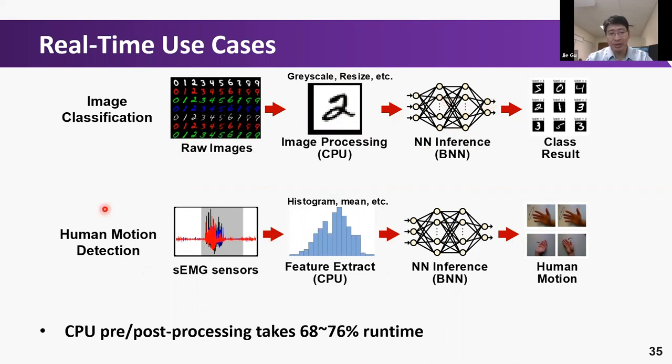We also demonstrate this using the rehab application that I presented earlier, for people who have lost their limb, where we have to classify their EMG signal. So we have an EMG sensor, and then we do the feature extraction using the CPU, where we track the mean, the variance, the histogram, and a lot of different features, and then pass into the classifier. So in both cases, we see the CPU performs 70% of the runtime, which means the CPU is actually quite significant here.